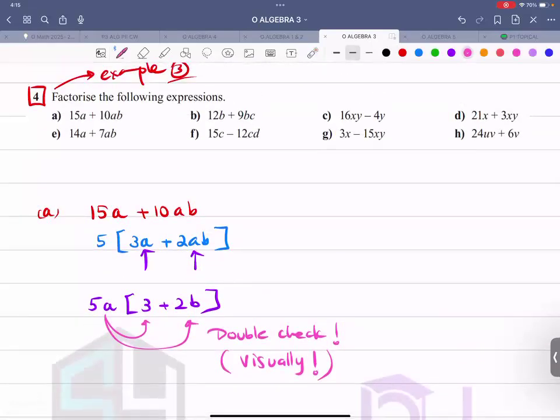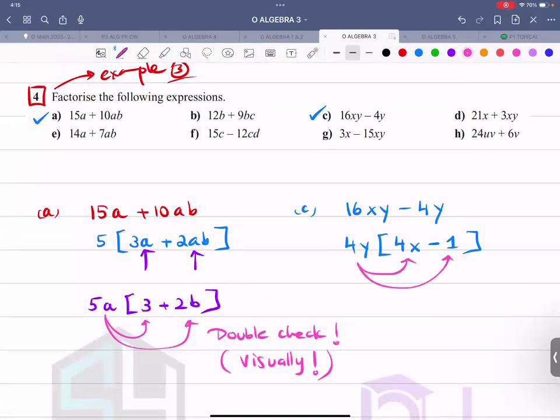Let me show you another example, something like part C. So this is part C: 16xy minus 4y. Now I'm taking 4 common, I'm taking y common, I'm left with 4x, and I'm left with 1. Double check. Again, 4y into 4x, that is 16xy. 4y into 1, that is 4y. So this is also good, also perfect.